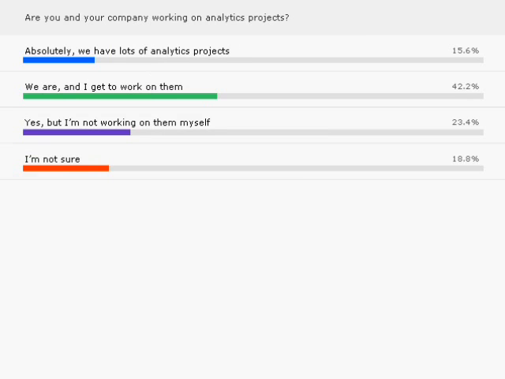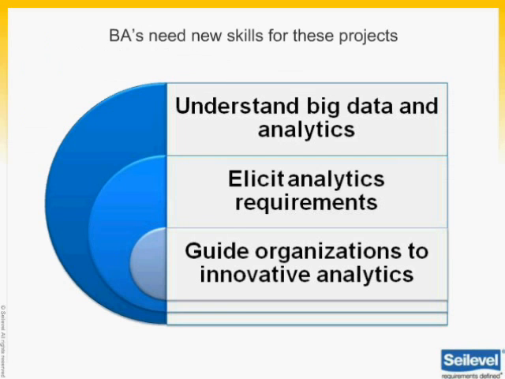All right, so let's get back to why you should care about this topic as a business analyst or a manager of BAs. Given the prevalence of these projects and what we expect to be more frequency of these projects, the reality is that all BAs, business analysts, need to be well-versed in the ins and outs in analytics and big data. You've got to know the topic, okay?